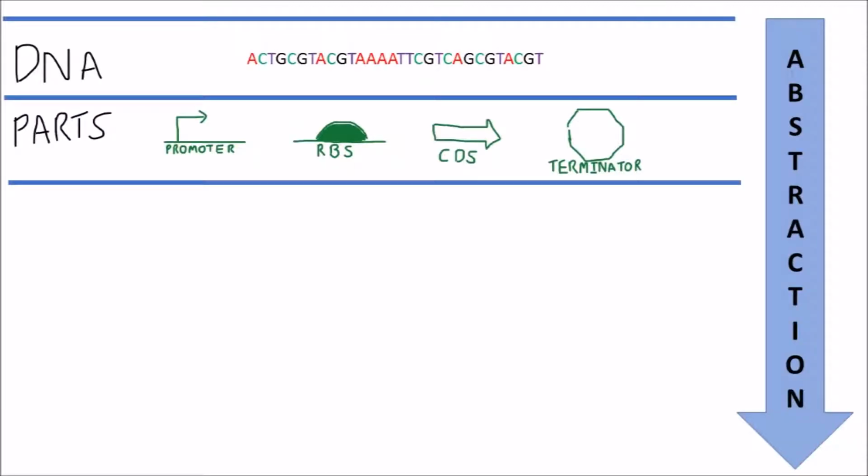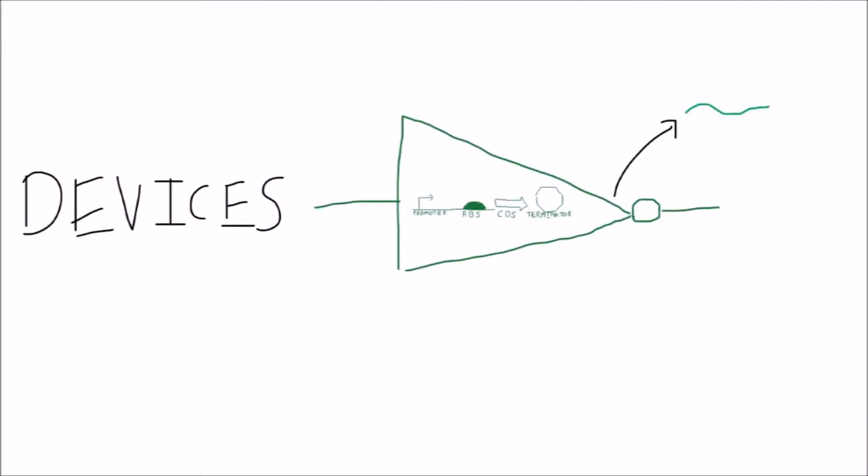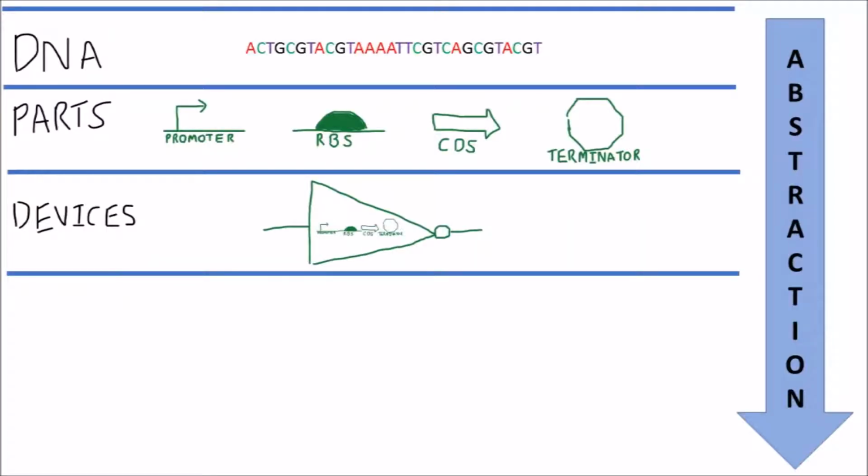Each of these will have a different function based upon their DNA sequence, which is defined at a lower level of abstraction. Next, we have devices. This is a combination of parts that performs a specific function, for example, producing a color in response to sensing an environmental toxin. You do not have to understand the specific details of each part to create the device. You just need to understand what the function of each part is at a high level.